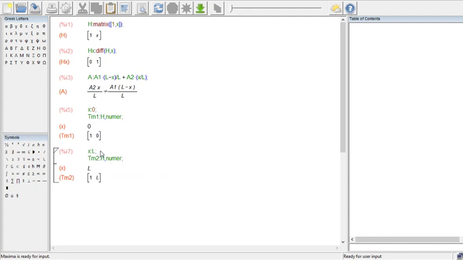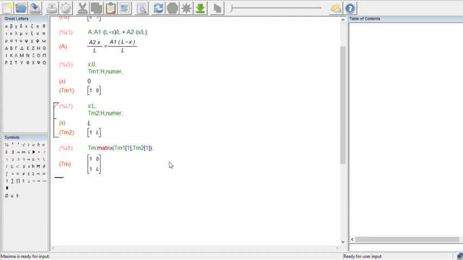Finally, we will create the transformation matrix, defined as matrix of T1, the first row of T1, comma, T2, again the first row. Here you can see the matrix. This is the transformation matrix as we got it in the lecture before.